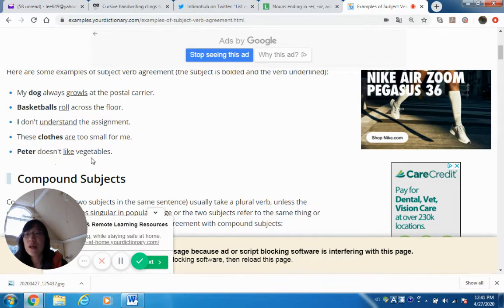Peter doesn't like vegetables. Again, two verbs. So do is the helping verb. Like is the main verb. And we are using do to make this a negative sentence. So after a helping verb, you have to have the regular form or the original form. Peter doesn't like vegetables. If you're not going to make this into a negative sentence, Peter likes vegetables. So we only have to worry about the subject-verb agreement in present tense form only.